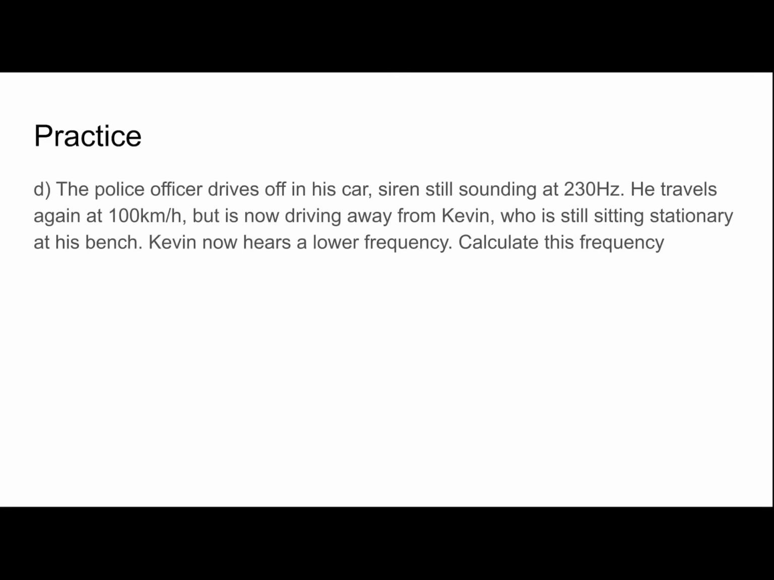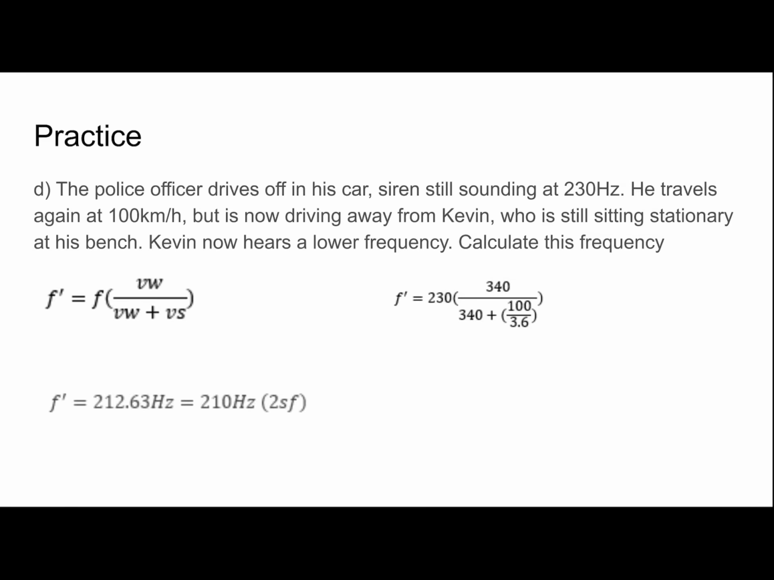Right, so for this question, because now the source is moving away from the observer, we're going to be using the plus sign with the formula. So we have f' equals f times vw over vw plus vs. We just plug our numbers in again, so we should get that our observed frequency this time is 212.63 Hz, which if we round that to 2SF, is 210 Hz.